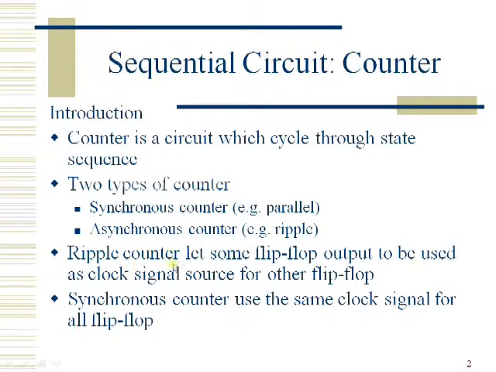Okay, so a ripple counter lets some flip-flop outputs be used as a clock signal source for the other flip-flops. In the case of a ripple counter, the output of one flip-flop is connected as a clock source for the next flip-flop. That is why they are called asynchronous counters. In the case of synchronous counters, the same clock signal is given to all the flip-flops, so all the flip-flops would be doing their operation at the same time. Why? Because they are receiving the clock at the same time.